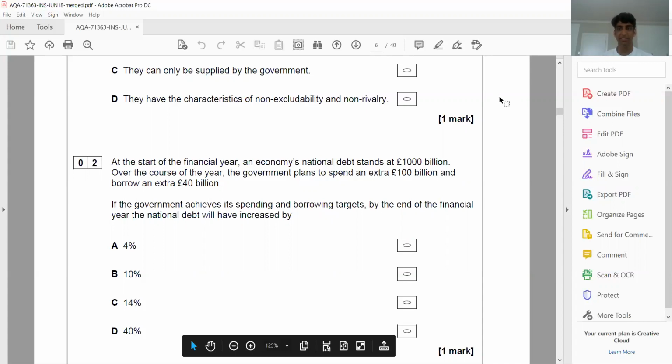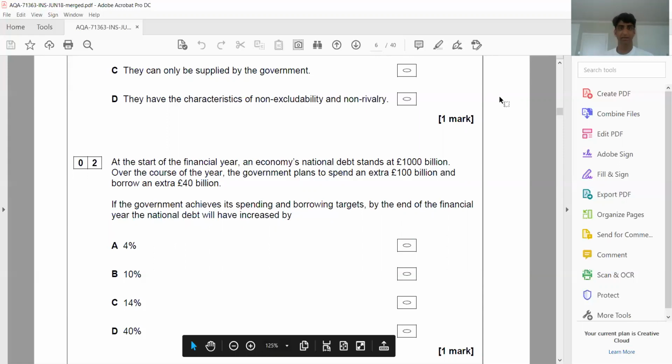And the budget deficit is how much the national debt changes. In other words, the budget deficit refers to the specific year. So over the course of this fiscal year, the government plans to spend an extra 100 billion pounds and borrow an extra 40. If the government achieves its spending and borrowing targets, by the end of the financial year, the national debt will have increased by how much?